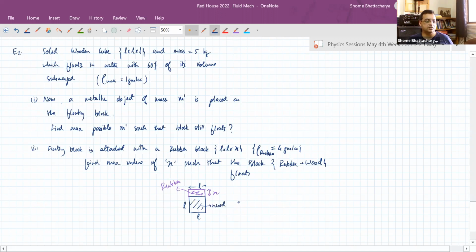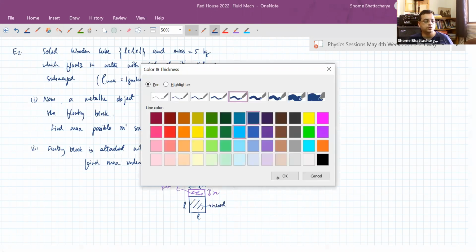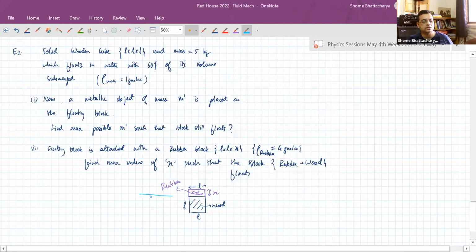So this is the two-dimensional side view. Now you want this combination to float. So when you place it in water, in general, it would be something like this, the level of water. So the rubber is attached, whereas in the first part, you want a situation like this.